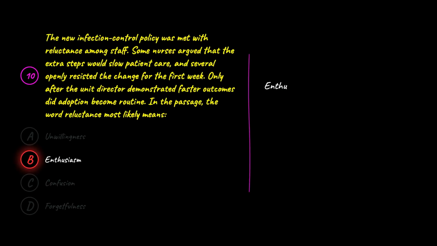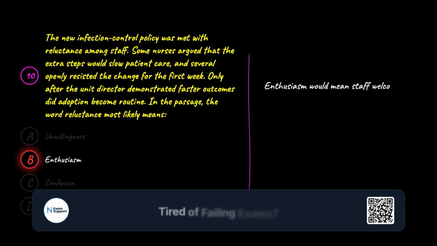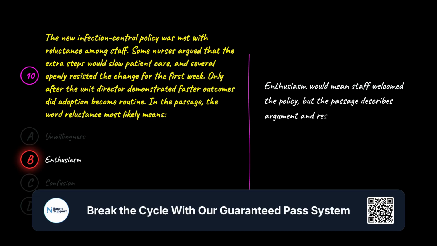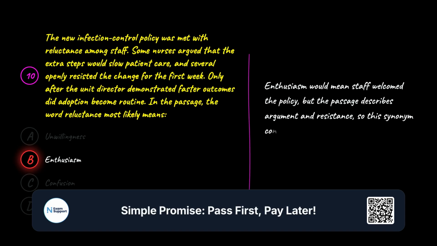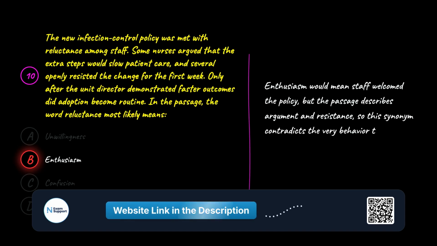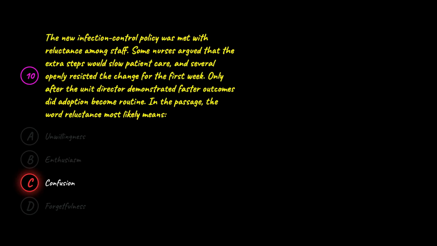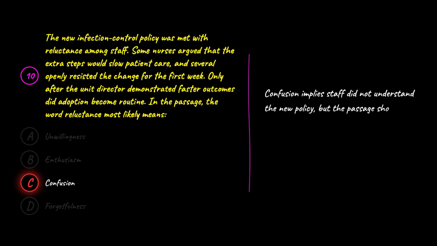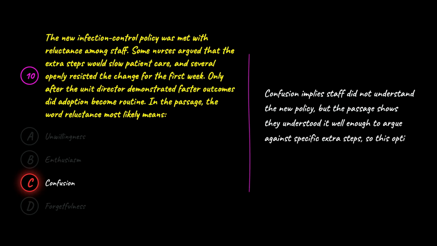B is wrong because enthusiasm would mean staff welcome the policy, but the passage describes argument and resistance, so this synonym contradicts the very behavior the writer uses to define the targeted word for the reader. C is wrong because confusion implies staff did not understand the new policy, but the passage shows they understood it well enough to argue against specific extra steps. So this option misses the surrounding context entirely.